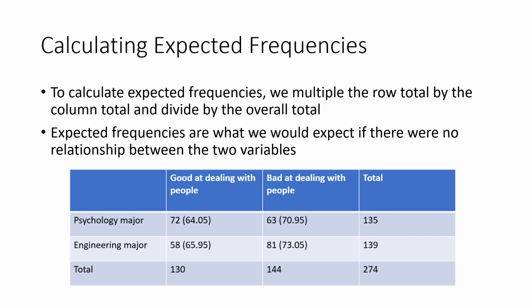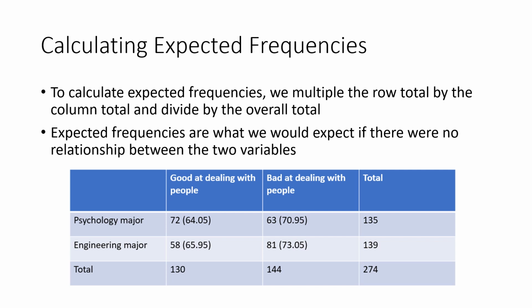So for the first expected frequency at the intersection of psychology major and good at dealing with people, I've taken 135, which is the row total, multiplied that by 130, which is the column total, and then divided by 274, that gives me 64.05. And similarly, if you go over 1, so we're looking at the intersection of psychology major and bad at dealing with people, I've taken 135 times 144, which is the column total, and then divided that by 274. That gives you 70.95.